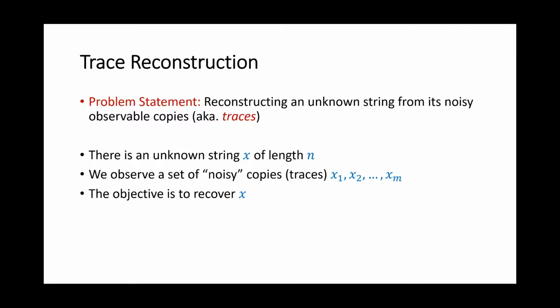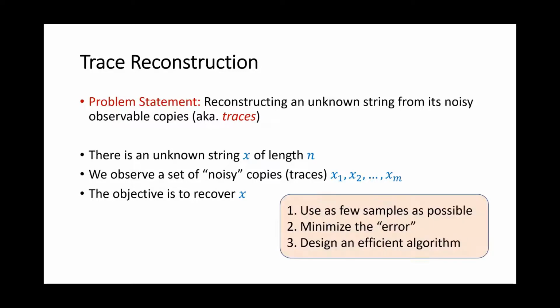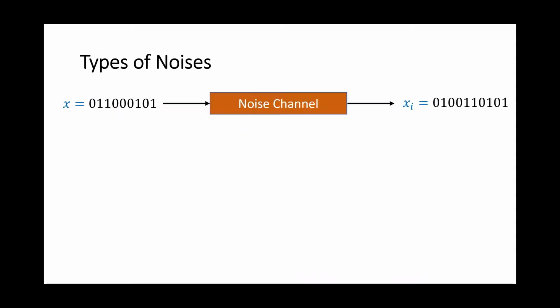And our objective is to get back x. First, we want to use as few samples as possible. Second, we want to minimize the estimation error while recovering x. I will talk about what type of error we'll consider later. And of course, we want the reconstruction procedure to be very efficient.